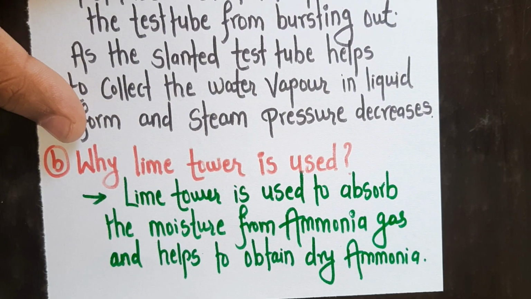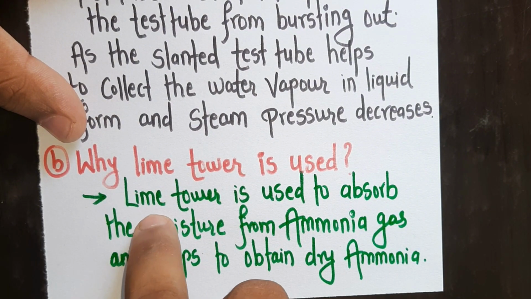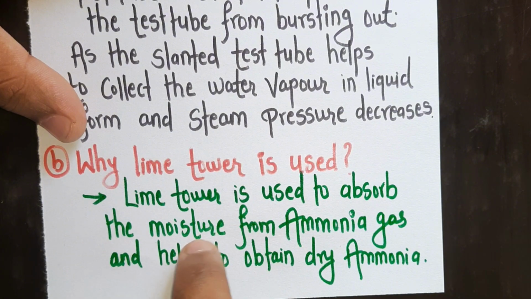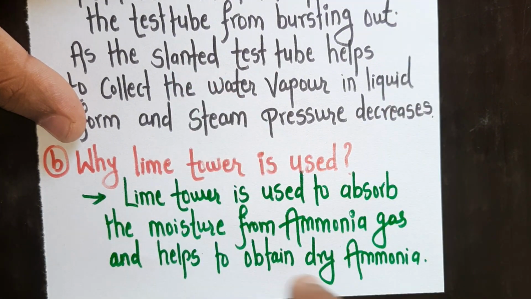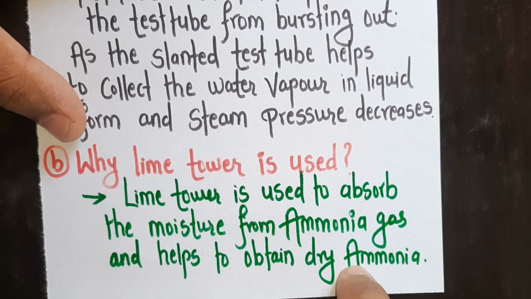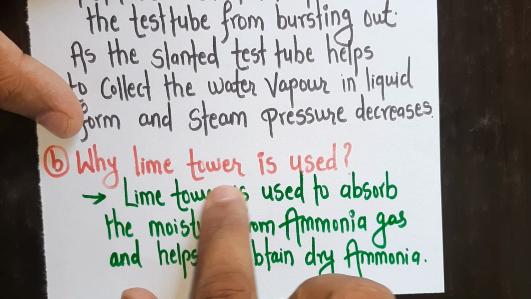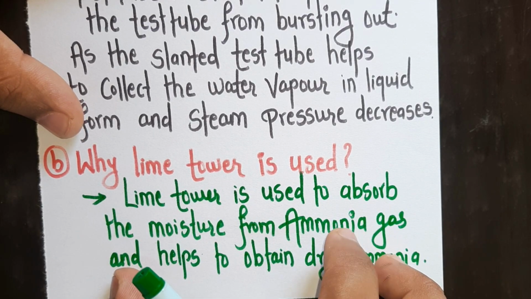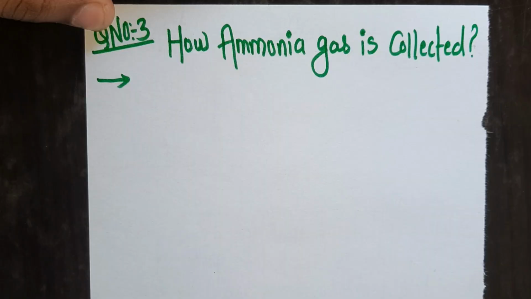Let's write it. Okay, see here, the answer is: lime tower is used to absorb the moisture from the ammonia gas. As we discussed in the figure, the moisture from the ammonia gas is absorbed by the lime tower and it helps to obtain the dry ammonia. Okay, why lime tower is used? The answer is that. Now let's move into the next question.